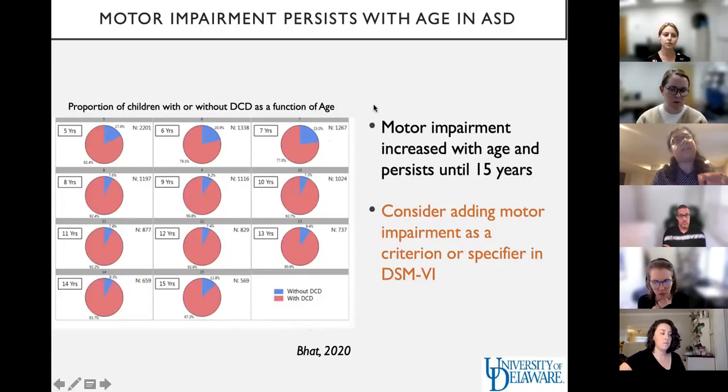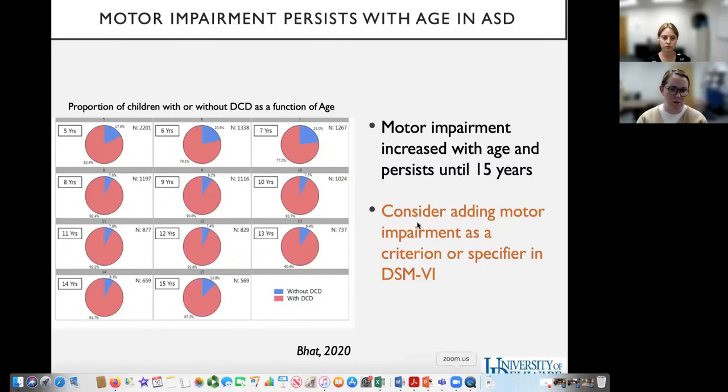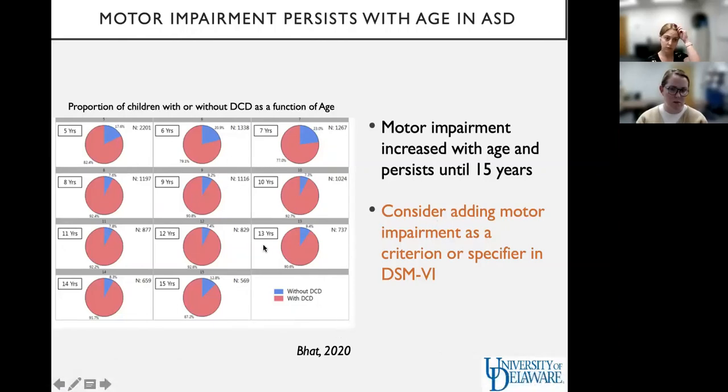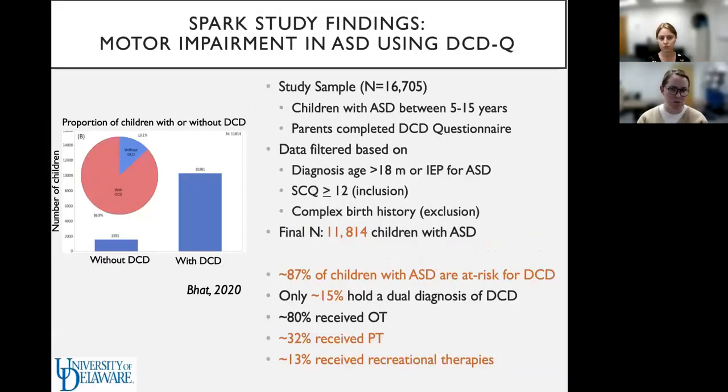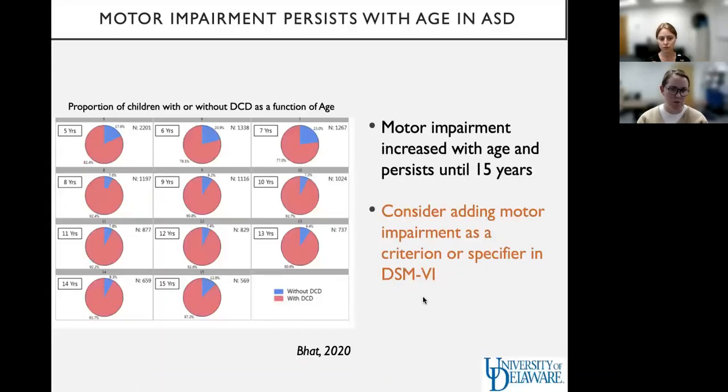The other thing I want to say is that the DCDQ has 92% positive predictive value. That means 92% of this sample will actually present with a motor impairment once you administer a motor assessment. The positive predictive value was tested against movement ABC, which is a standardized motor assessment. So therefore, I think given this finding, motor should be considered within the definition of ASD in a future revision, maybe in the criterion or the specifier. In both places, this could fit. Where should it fit ideally? We'll talk about that in a little bit.